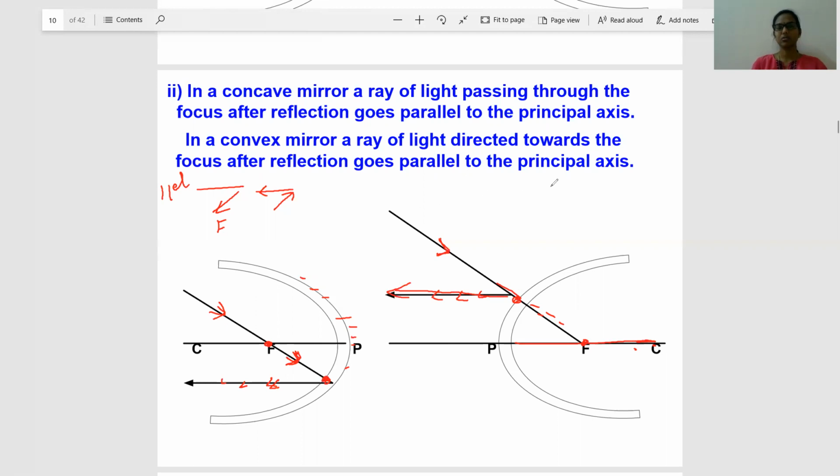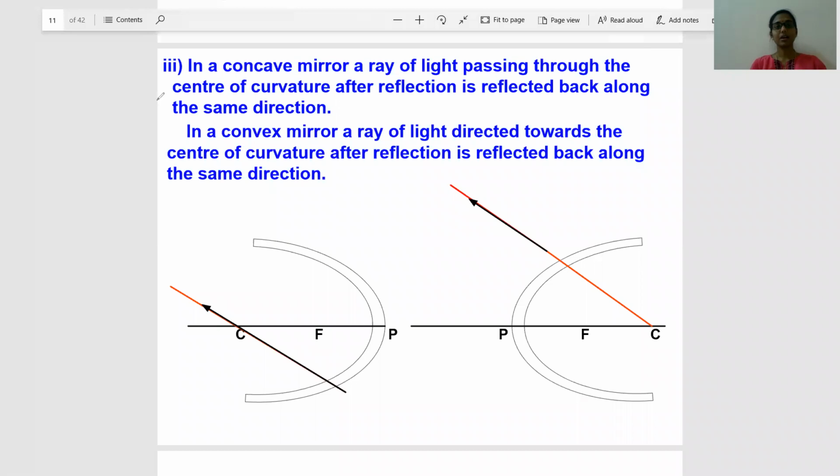So what we learned so far, two rules. One is parallel to the principal axis: the ray which is coming parallel to the principal axis, after reflection passes through the focus, or the ray which passes through the focus, after reflection will go parallel, vice versa. This is the first rule and the second rule we understood. Clear?